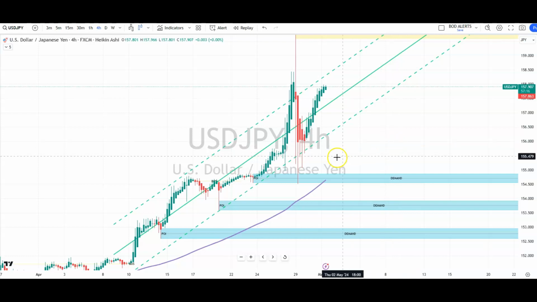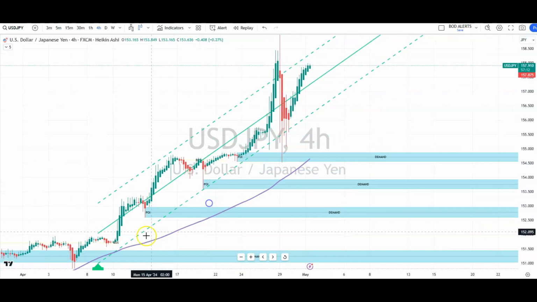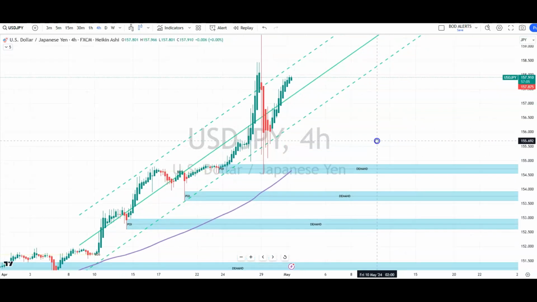So this is the 4-hour chart. And as we can see, we know it's in an uptrend. We can see this clearly by this moving average and the trend line here as well, the green line. So you can actually see the points at where you would be interested in buying.